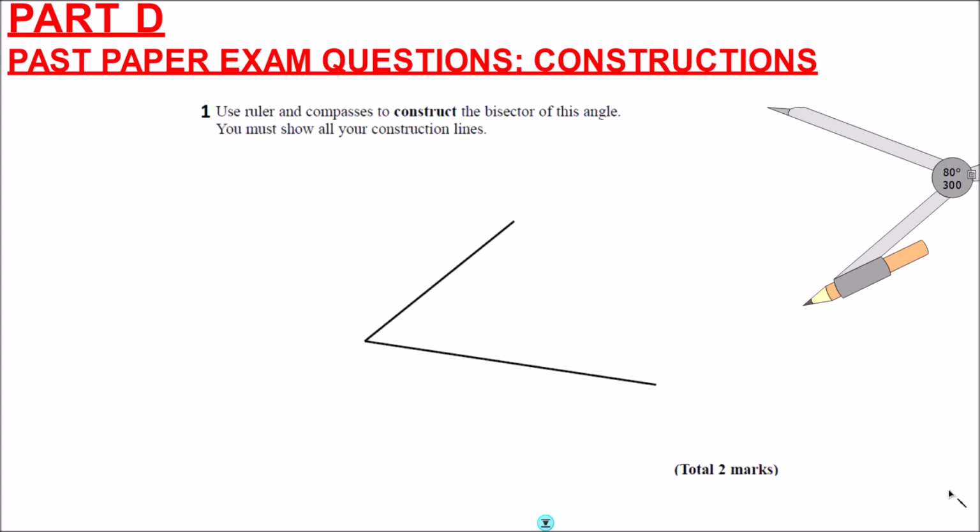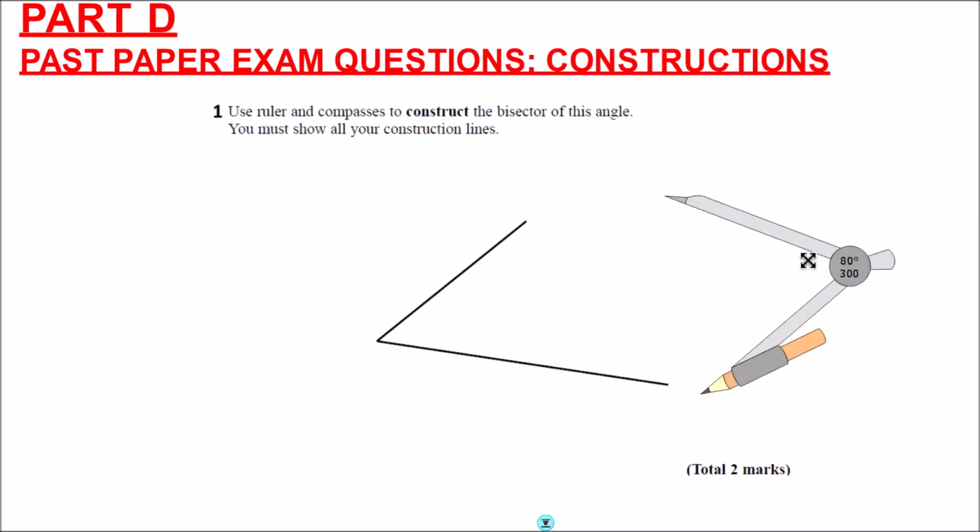Part D of these questions, we're going to have a look at some past exam paper questions that have actually happened in previous exam papers, just on constructions first of all. So it's going to be a mixture of what we've done in parts A, B and C. So question 1 of this section, we're going to construct the bisector of this angle. It says you must show your construction lines. So all that means is, once you've done the question, don't rub out with a rubber the lines you've drawn with your compass. Leave those on, because they'll help you to pick up some marks.